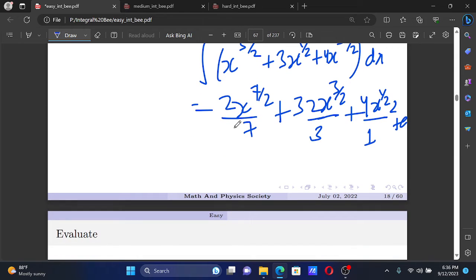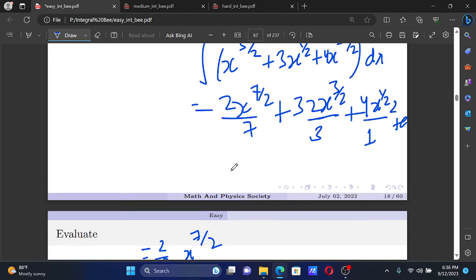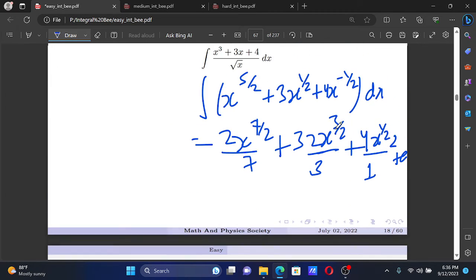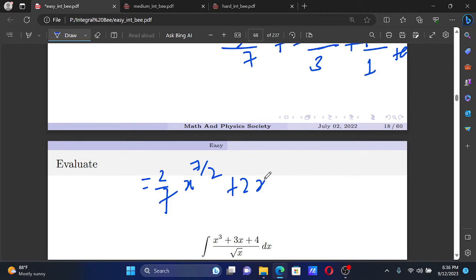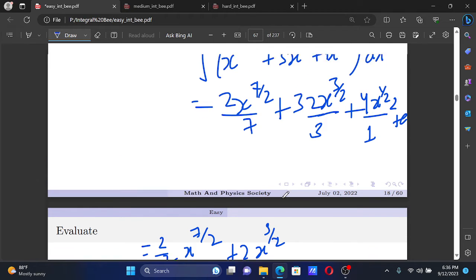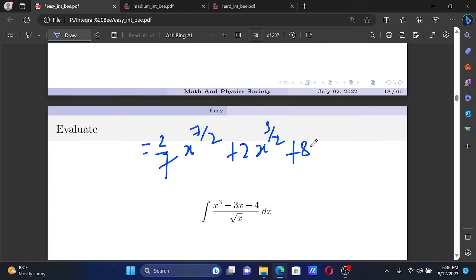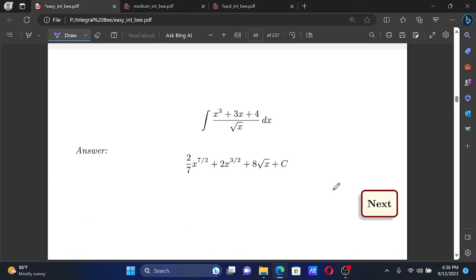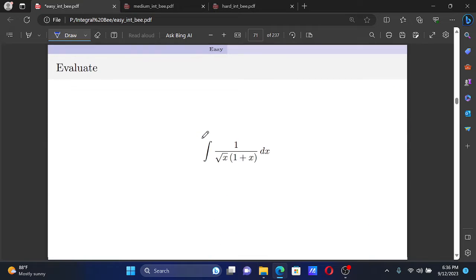So that gives us 2 by 7 x to the power 7 by 2 plus 2 x to the power 3 by 2 and then 8 x to the power 1 by 2 plus c. I guess that's the answer. 2 x to the power 3 by 2. That's the answer. So the next one.